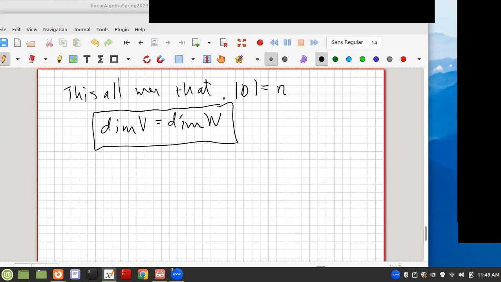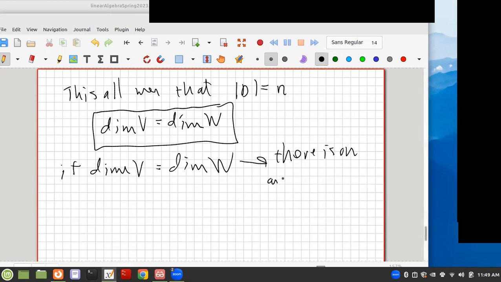Now, I'm not going to go through this in as much detail. You can turn it around and say, if the dimension of V equals the dimension of W, then you can show that there is an isomorphism between V and W.